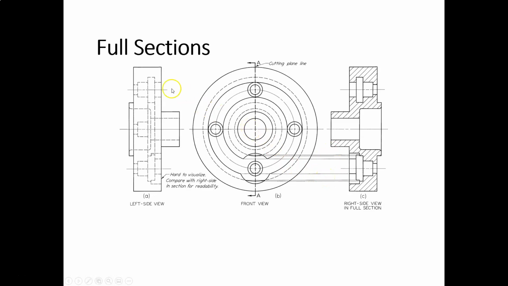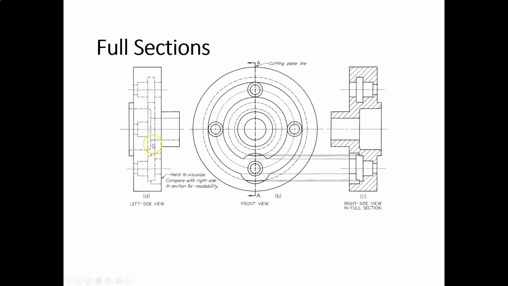But what is also interesting is on the left-hand side, they show you what the view, in this case the left side view, would look like without a section view. All right, and so you can see the hodgepodge and chaos of hidden lines here. And the hidden lines here really make it difficult to understand what is going on inside of this object.